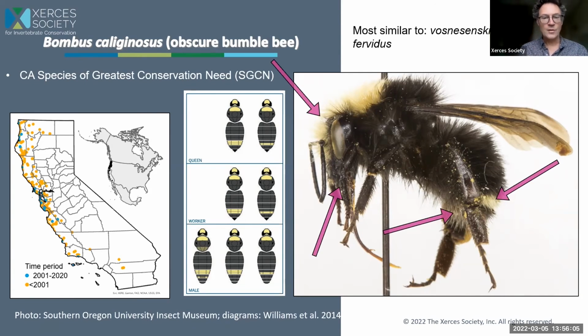And so for this reason, you don't have to know that you're holding Bombus caliginosus, but you do need to take a good photo of the underside of the abdomen, or from the side like this one, if you have a yellow-faced bumblebee in hand.